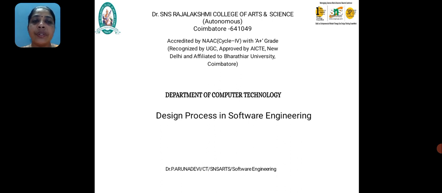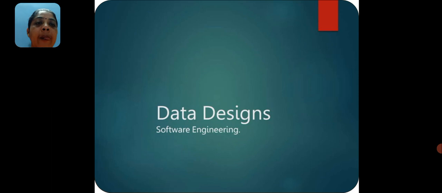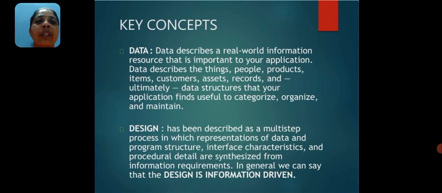Today we are going to see about the design process in the requirement model. It plays an important role while designing the model. So let us start with data design. The keywords here are data and design. The word data means real world information resources that are important to your application.